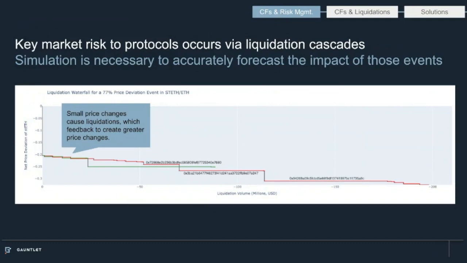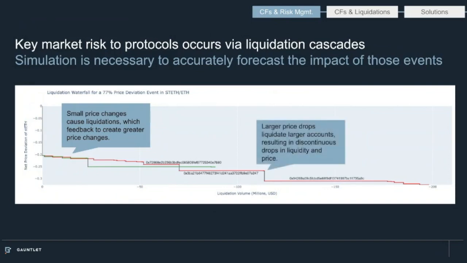But this creates a feedback loop. And as more liquidations occur, the price continues to drop ever more rapidly, resulting in increasingly large accounts getting liquidated, which you see as these larger steps towards the end.